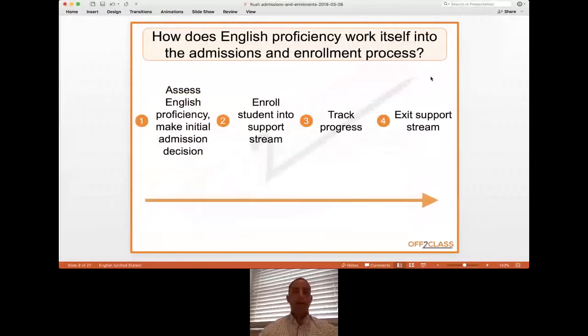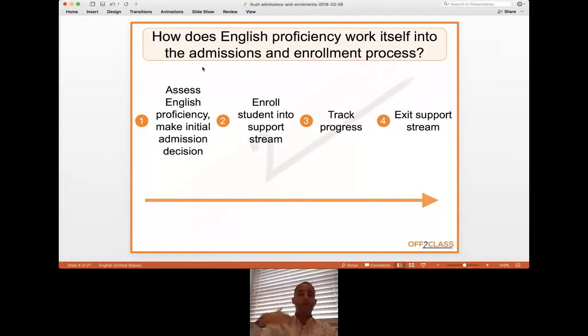Now, a little overview of how English proficiency works into the admissions and enrollment process. Right at the top, there's usually going to be an assessment of English proficiency when you make the initial admission decision. Then once that admission decision gets made, you're going to use that level of English proficiency to determine whether that student requires additional support when they enter your institution.